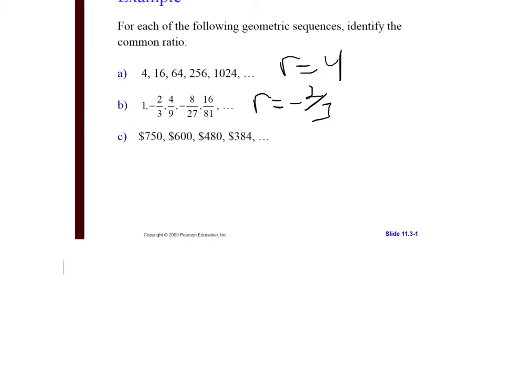Let's check. Is 600 times 4/5 the same thing as 480? Well, let's see. 5 goes into 600 120 times. 120 times 4 is 480, so it looks like the common ratio is 4/5.